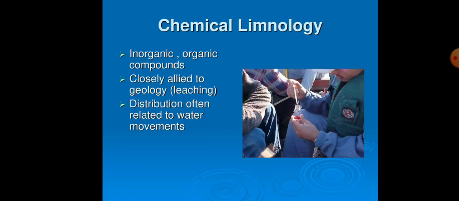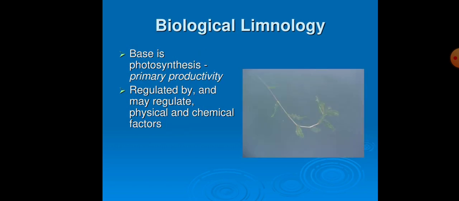Then the next one, the chemical properties of limnology. So the first one is the inorganic and organic compounds, then closely allied to geology, that is leaching. Then the next chemical limnology characteristic is the distribution, often related to water movements. Then the third one is biological limnology. Base is photosynthesis, primary productivity, regulated by and may regulate physical and chemical factors.